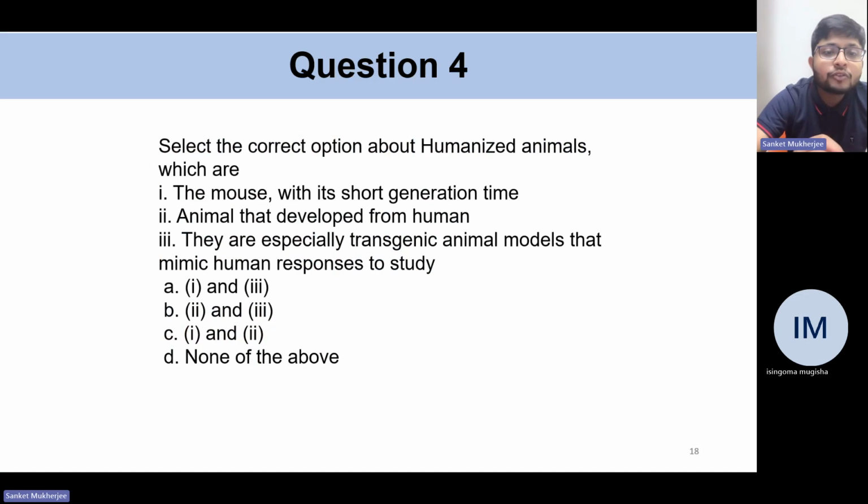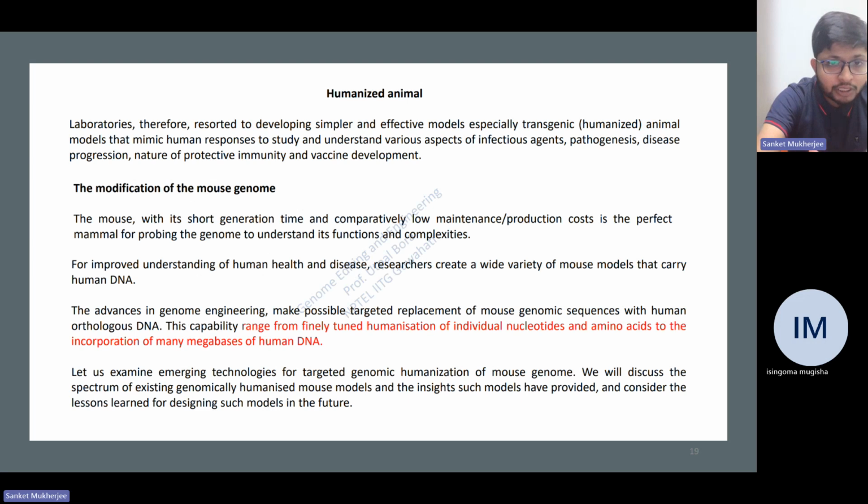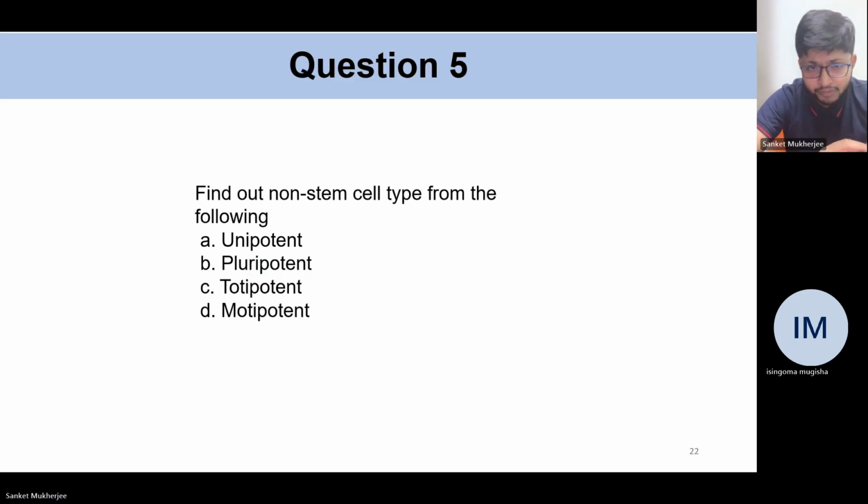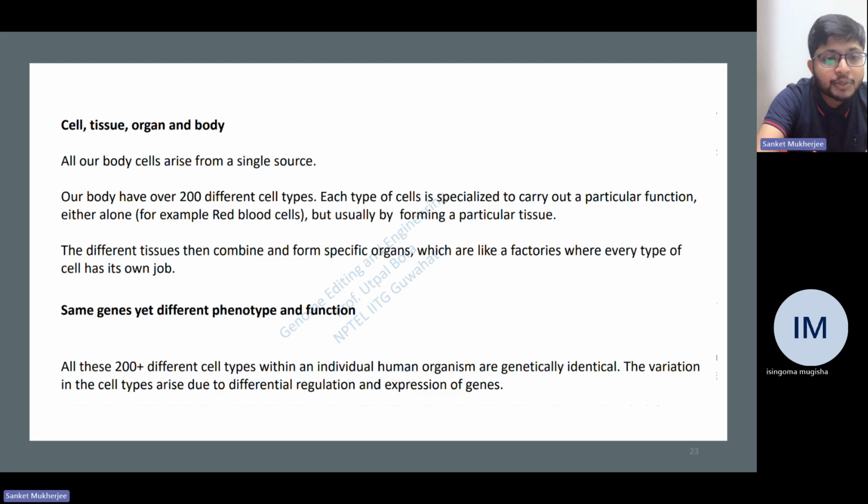Question number 4, select the correct option for humanized mice. So it is option A, 1 and 3. That is, a mouse needs to have a short generation time, and they are transgenic animal models that mimic human responses to study. Question number 5, the non-stem cell type from the following is multipotent. There is no such word as that. The rest are stem cell types.